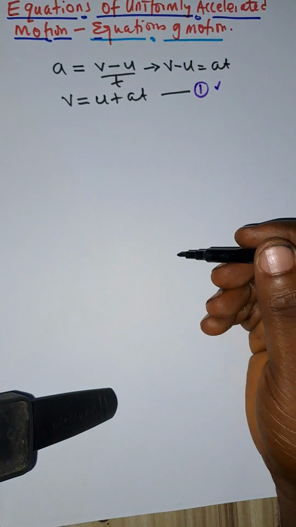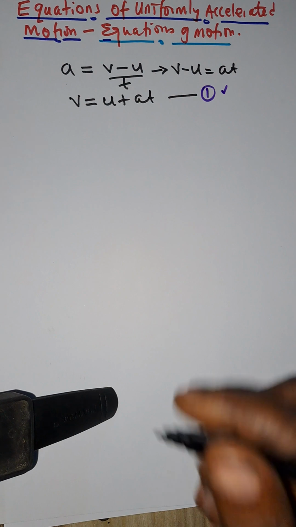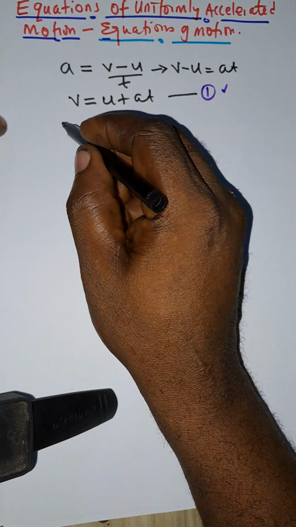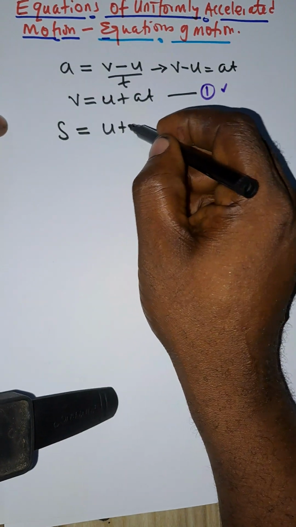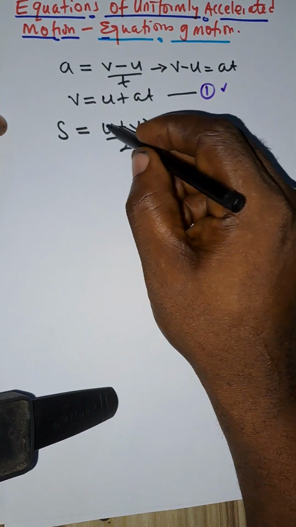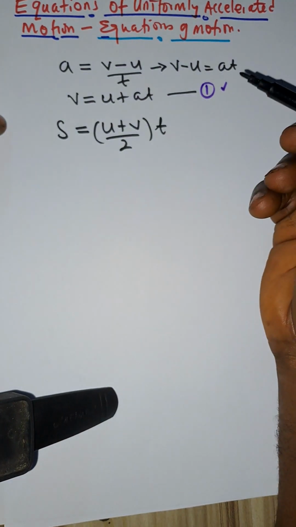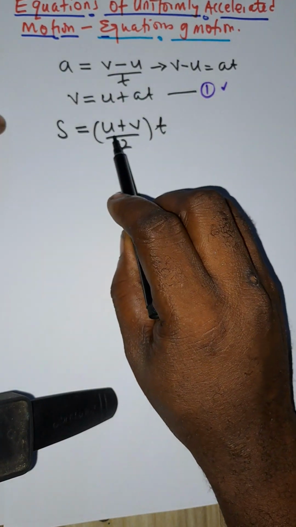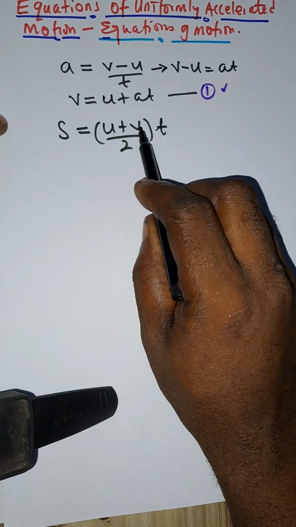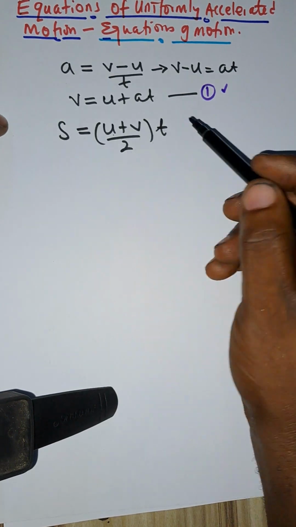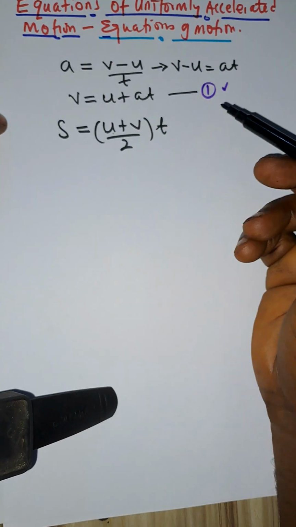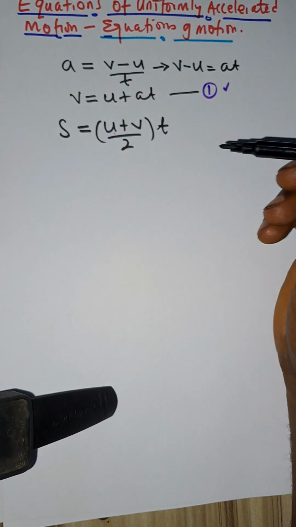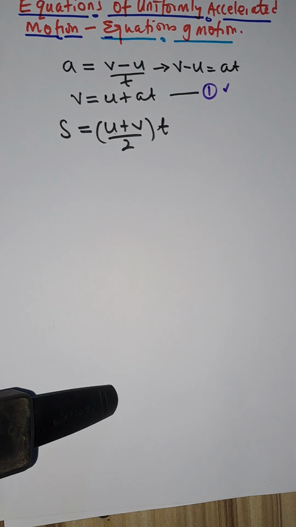Okay. Now, we'll recall average speed. Distance is average speed multiplied by time. What this means is initial speed plus final speed divided by 2, that is the average. You add the two numbers and divide by the count of the numbers. Okay. So you can call this the second equation of motion.